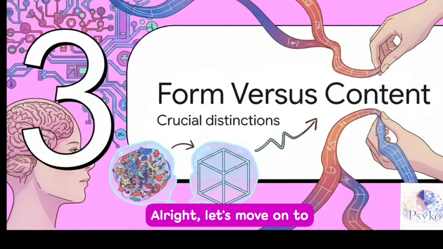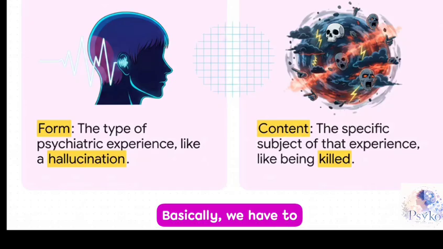discrepancy with the patient. All right, let's move on to something that can be a bit tricky at first, the crucial distinction between form and content. Basically, we have to separate the type of experience a patient is having from the specific subject of that experience. If a patient tells you they hear voices when they're totally alone, and those voices are calling them a homosexual, the form of that experience is an auditory hallucination. The content is the statement about being a homosexual. Now, if a totally different patient hears voices saying they are about to be killed, the content is completely different, but the structural form, that auditory hallucination, remains the exact same.